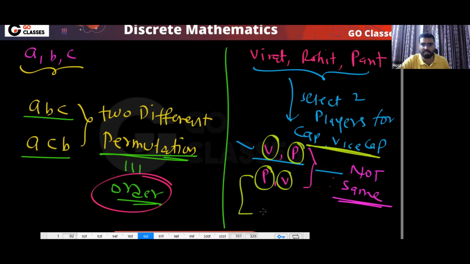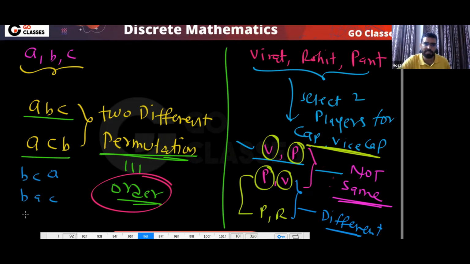So now these two things are different, and Pant, Rohit is also different. Of course, these are also different. So for ABC, how many different permutations can you create? Like ABC, ACB, BAC, CAB, CBA. So a total of 6 different permutations you can create. Permutation means arrangement. I hope this idea is clear to everyone.